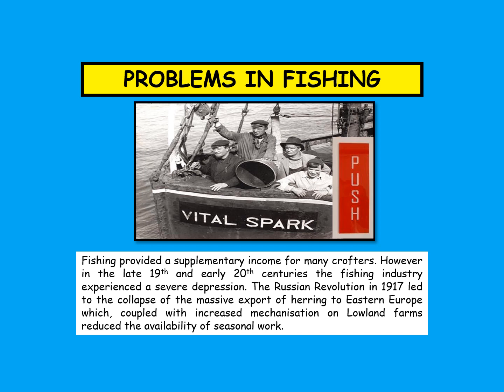In the 19th and early 20th century, it has a severe depression. The Russian Revolution in 1917 meant that one of the main exports of herring to Eastern Europe, which Scotland did, just completely collapsed. And more mechanisation in the lowland farms meant that there was not as much seasonal work happening. So people were not actually able to go and do other types of work. They were dependent on this industry, and it pretty much just collapsed because there was no other export areas to take it to.